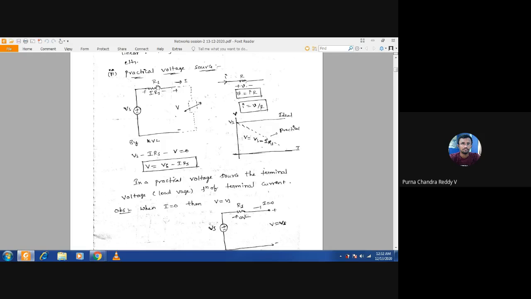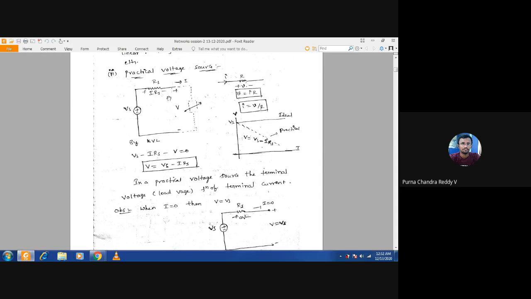Okay, so students, in the circuits which we are discussing, we are using only practical voltage sources and practical current sources. Why? Because there is not that much use with an ideal voltage source or ideal current source. Ideal means whatever input we give, we get the same as the output. There is no application in general with ideal voltage sources or ideal current sources.